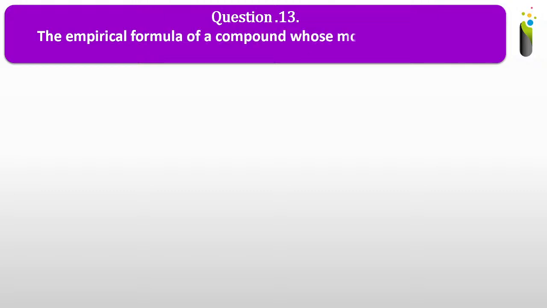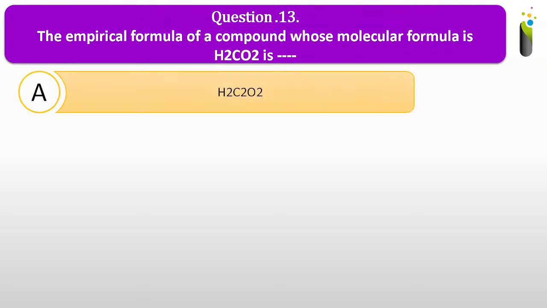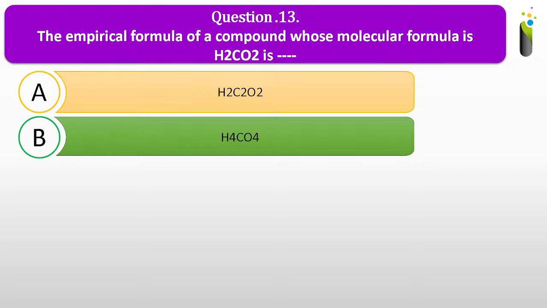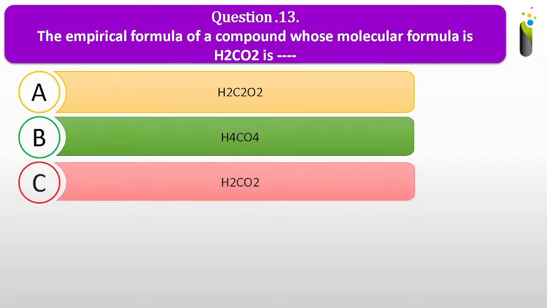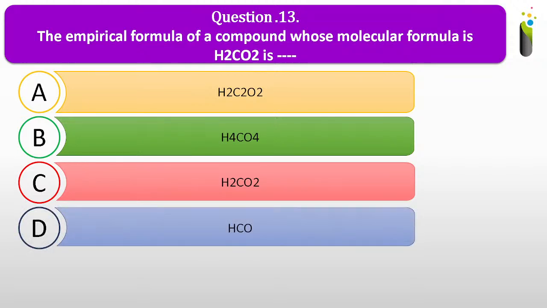The empirical formula of a compound whose molecular formula is H2CO2 is dash. And your options are A. H2C2O2, B. H4CO4, C. H2CO2, D. HCO.